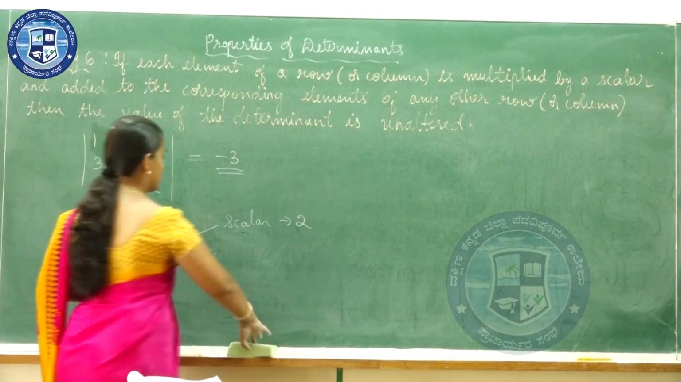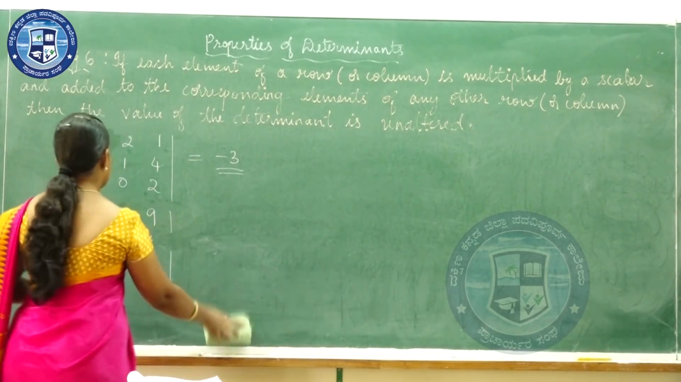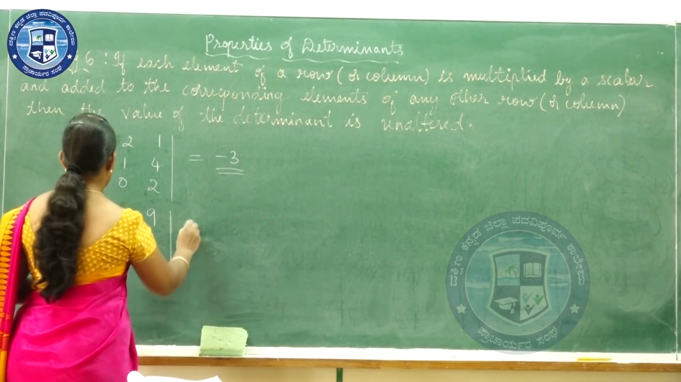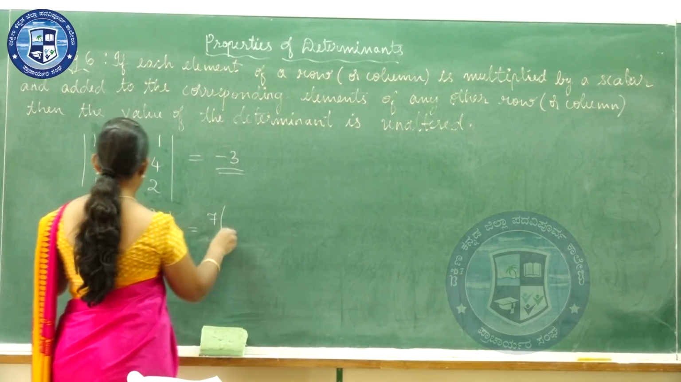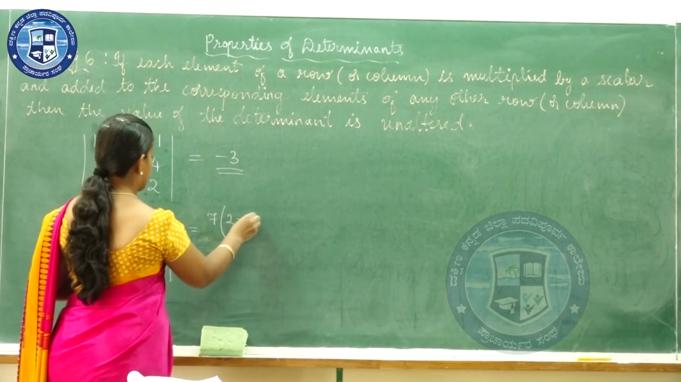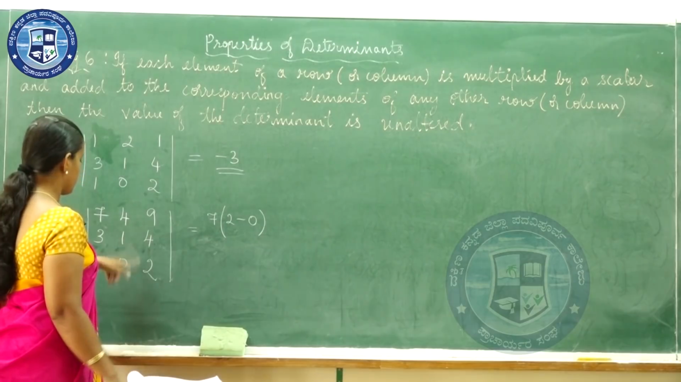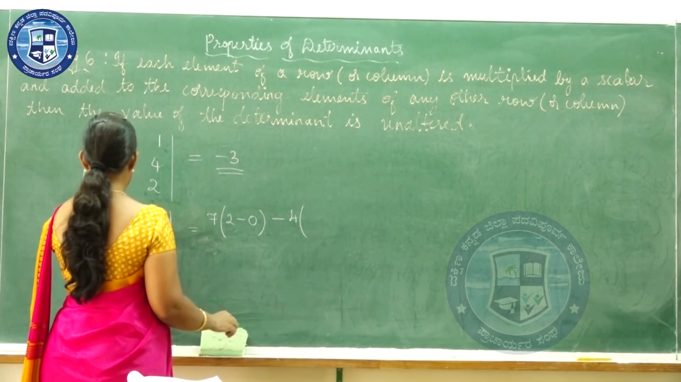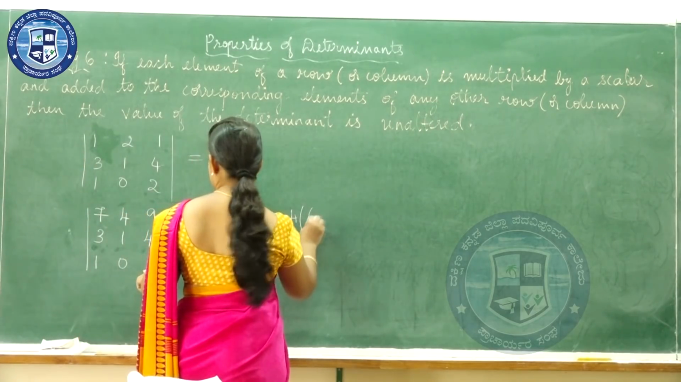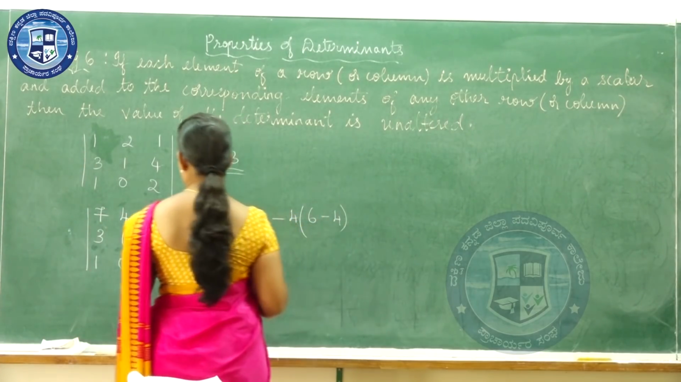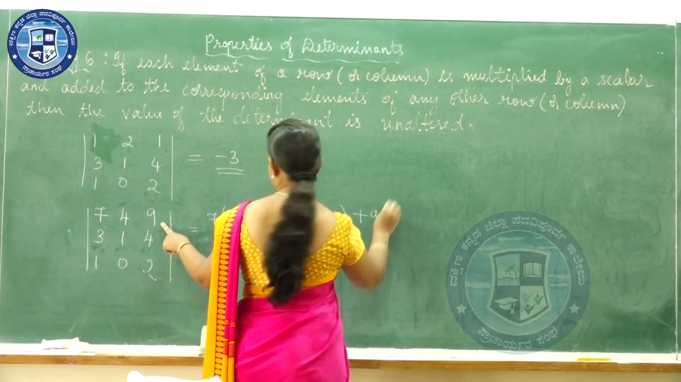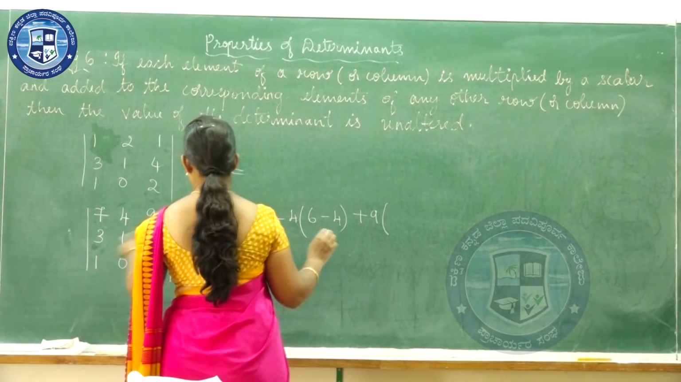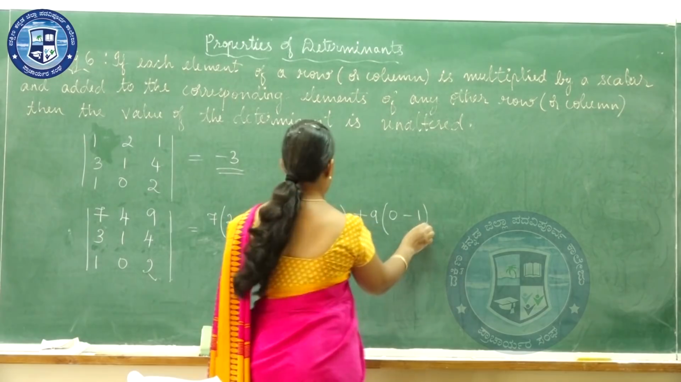So, let us now see what is the determinant value of this. So, 7 into 2 minus 0 minus 4 into 6 minus 4 plus 9 into 0 minus 1.